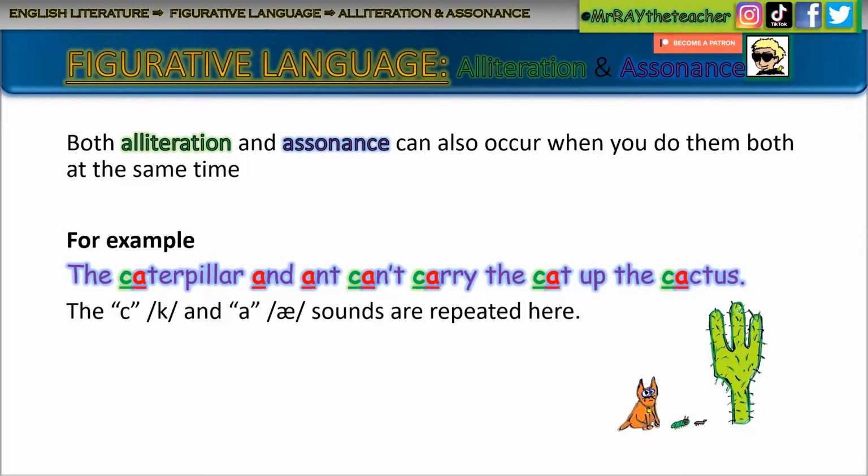And yeah, those bad boys aren't going to be riding it because the caterpillar and ant can't carry the cat up the cactus. They will just get squashed. Look at Mr. Catty Cat here. Jumps you. They're going to die.